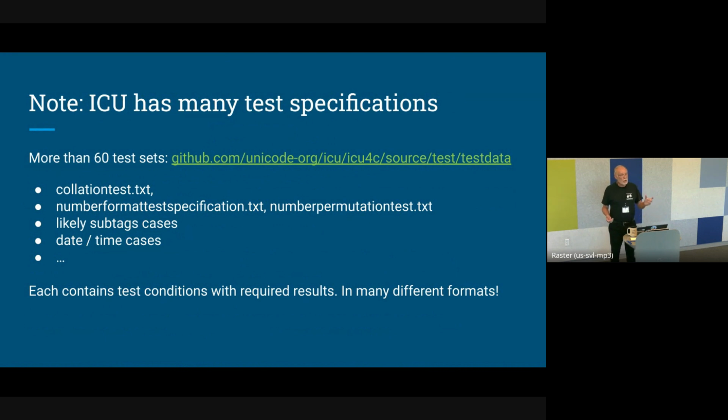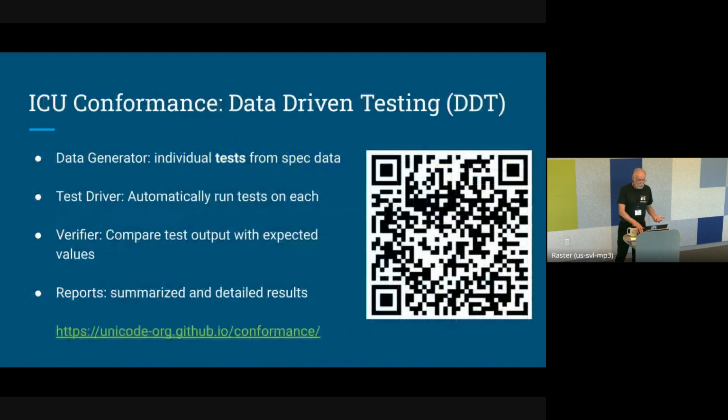And what these are specifications of saying, given these parameters, like the locale, like the type of number formatting you want, like the number of significant digits you want, like the form of date and time, given those parameters, this is what you should get. So it's a specification saying this stuff in, and you should get this out. And each of those has the required results. But unfortunately, these have been developed by many different people over time. They have many different formats. They're not all easy to import into the tests for Node.js, for example.